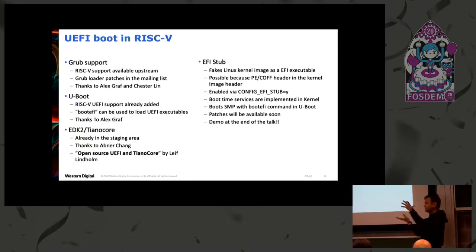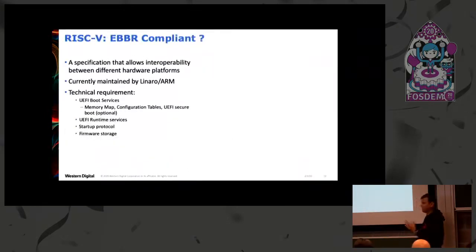So it basically puts an EFI Linux header, a PE/COFF header, on top of the Linux image header. So it fakes the Linux image as an EFI executable to whatever your loader is, so EDK2 or U-Boot. That's how it treats it, so you can boot Linux using the entire UEFI protocol. Now, with all these features, one thing we also want, as I said, is standardization, which is important. So we also want to get into EBBR compliance.